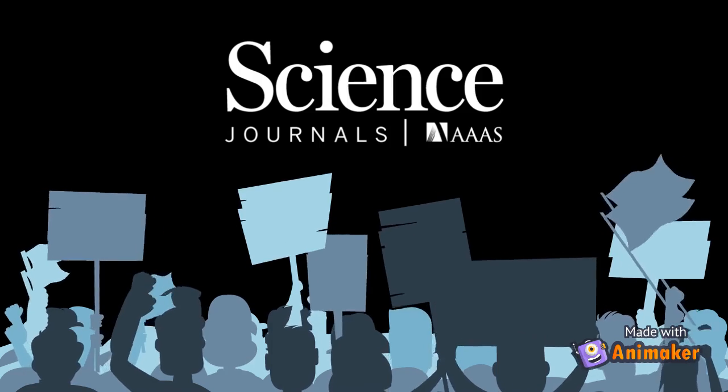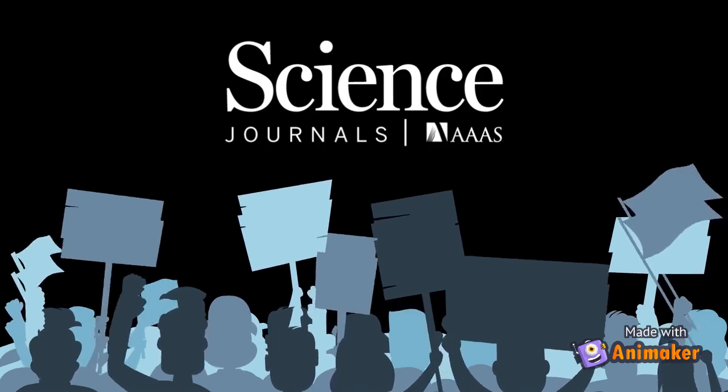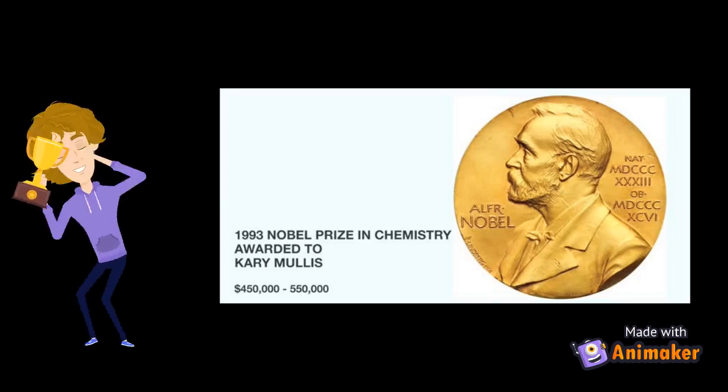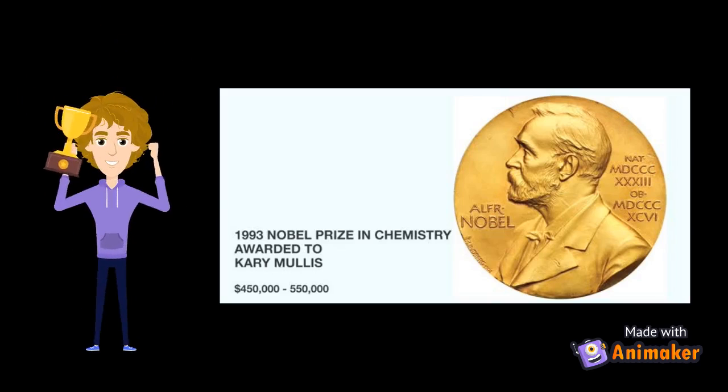The technique of PCR was first published in the journal Science in late 1985. And Mullis received the Nobel Prize in Chemistry in 1993 for the discovery of PCR.